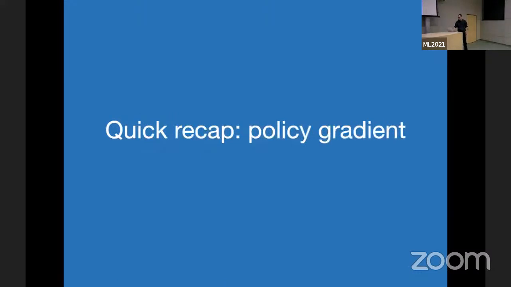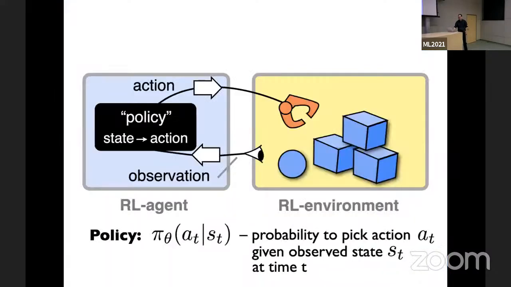Okay. So a quick recap on policy gradient. The first thing to understand is that you have a stochastic policy. So the policy is really a probability distribution. Given the current state, s_t at time t, the probability to perform an action a_t is given by this policy. And as indicated by the subscript theta, the policy actually typically depends on parameters.